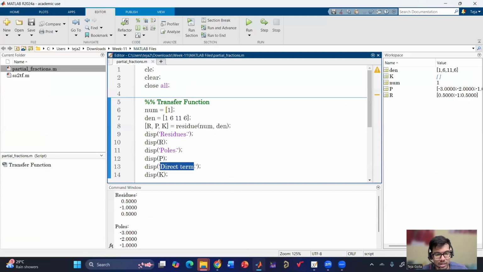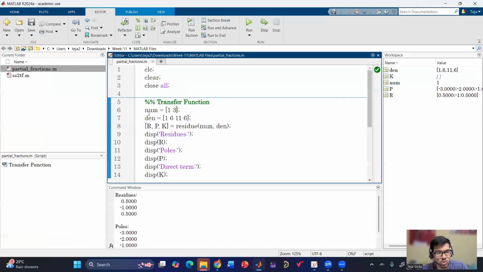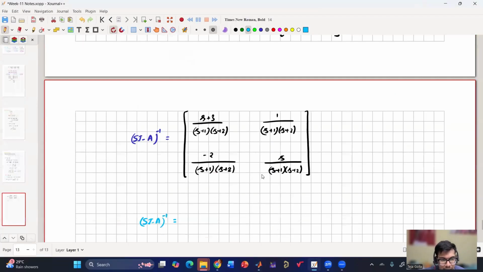So my numerator is what in the first case? S plus 3. And then the denominator is what we have calculated, S square plus 3S plus 2. So let me do that. If I run it, I'll get the constants to be -1. So for -1, we have to be very careful. We should not make any mistake.